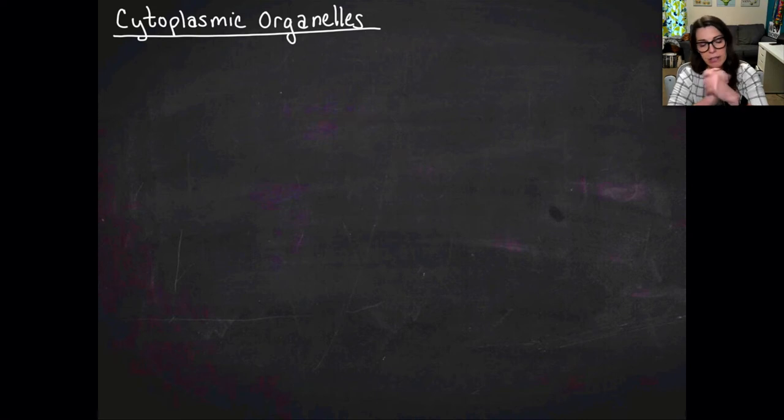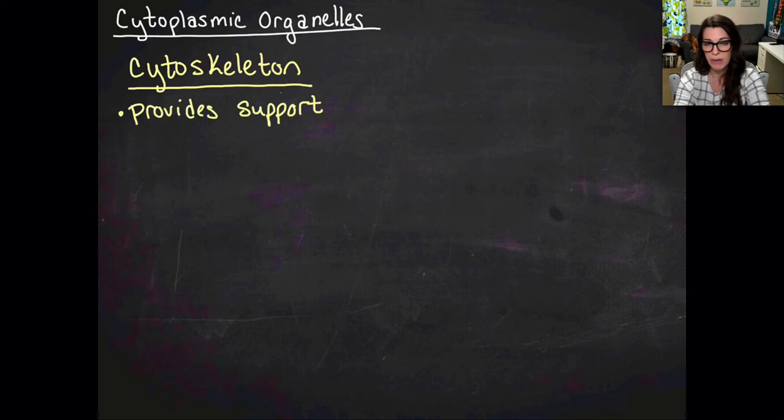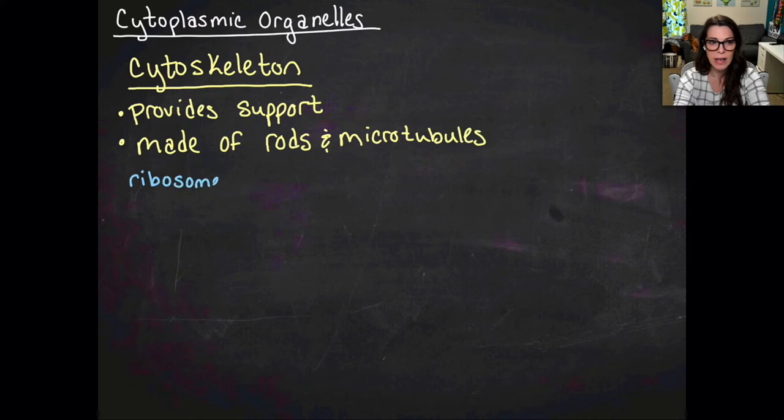So we are also going to talk about cytoplasmic organelles. And this, I would like to tell you, is going to be fast, but it's not going to be fast. But the good news is that if you know these, you don't have to take notes on them. And if there's only a part that you've forgotten, you can just jot it down on the handout that goes with the presentation, right? So the first thing we're going to talk about is the cytoskeleton, which provides support. It's made of rods and microtubules.